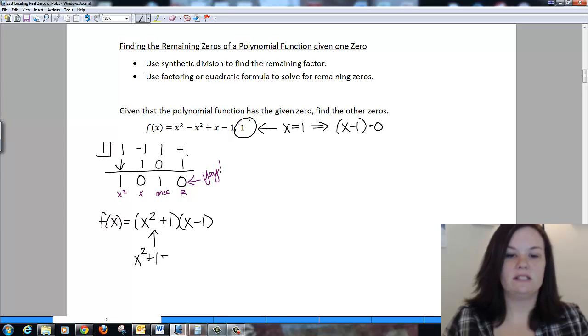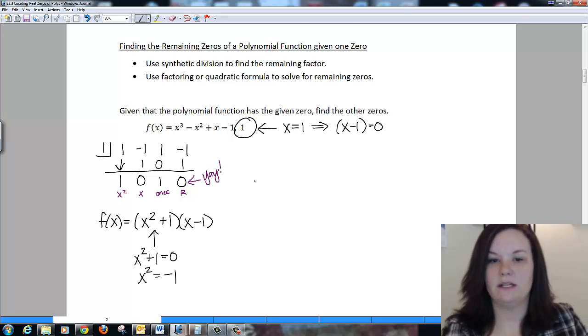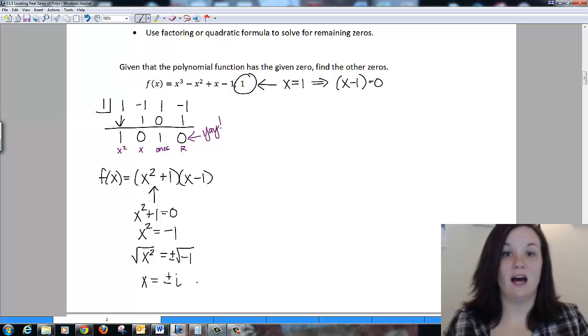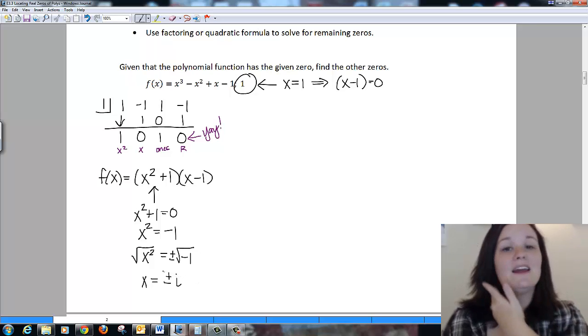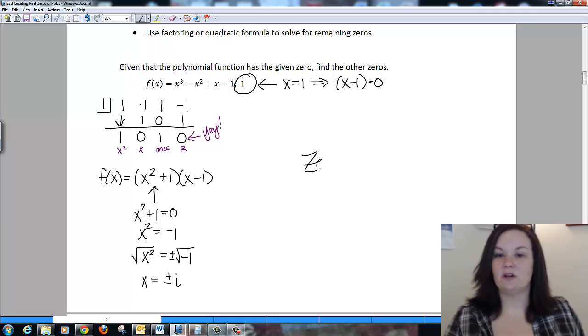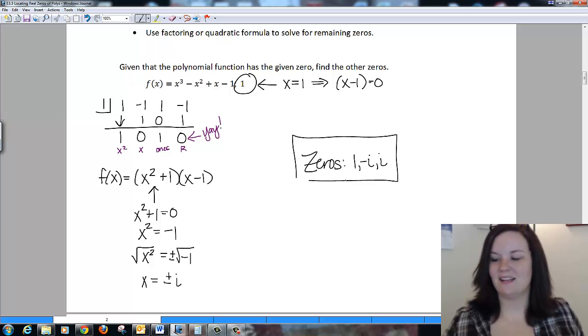So x squared plus 1 equals 0. I move my 1 over, x squared equals negative 1, and then I just take the square root. Remember, when you take the square root, you have to do plus or minus, which gives me x is equal to plus or minus i. Negative under a radical becomes i. Square root of 1 is 1, so I just get plus or minus i, which means that my zeros for this function would be the 1, which is the one that they gave us, and then negative i and positive i.